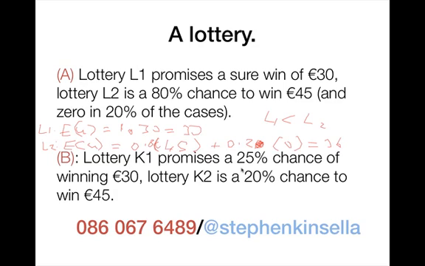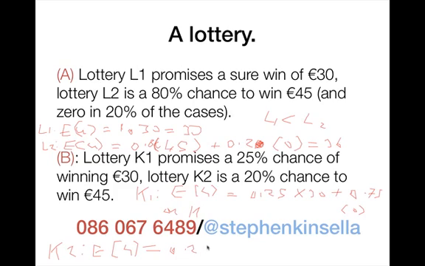Let's take another case. Lottery K1 promises a 25% chance of winning 30. So the expected utility is just 0.25 times 30 plus 0.75 times nothing. Or K2, I'll put it down here. K2 is just the expected utility of a 20% chance, 0.2 times 45. In this case, it's pretty obvious what the payoff is. It's going to be pretty symmetrical in both cases.